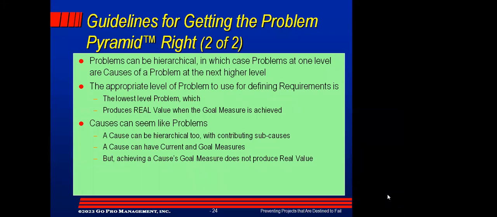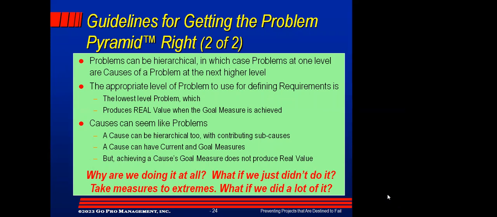This gets further complicated because causes can have current and goal measures. The difference is that if you achieve a cause's goal measure, that by itself does not produce real value. You only get real value from achieving a problem's goal measures. Sometimes it's very difficult to make relevant distinctions. And so it can be helpful to take things to extremes. What if we didn't do it? What if we did a whole lot of it?